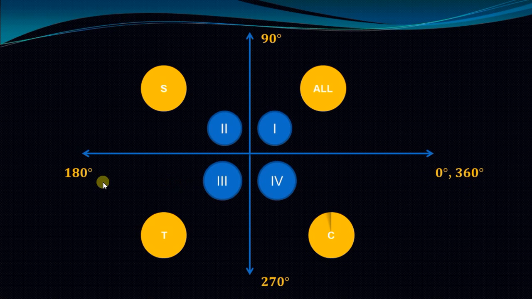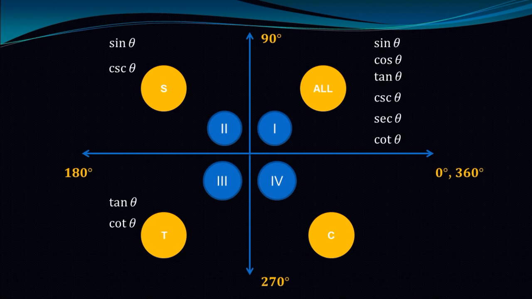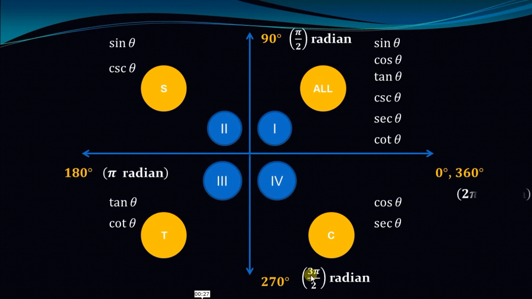Now we know that pi radian is equal to 180 degree and therefore pi by 2, that is 180 divided by 2, will be 90 degree. So 90 degree can be written as pi by 2. Similarly 270 can be written as 3 pi by 2. So this is pi by 2 radian, this is pi radian and this is 3 pi by 2. So 3 into 180 divided by 2 will be 270, because pi radian is 180 degree. So 2 into 180 will be equal to 360 degree.